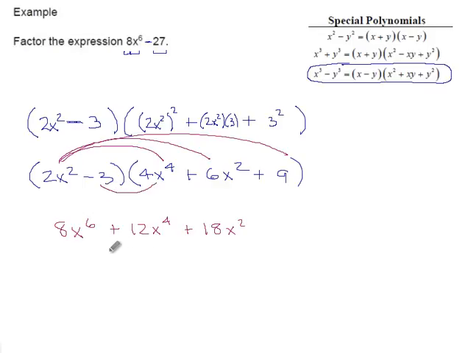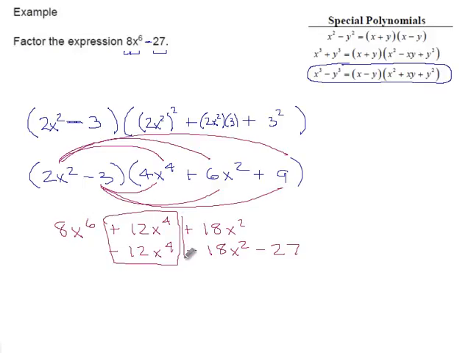Minus 3 times 4 is minus 12x to the fourth. Minus 3 times 6x squared gives me minus 18x squared. And minus 3 times 9 is minus 27. You can see that the x to the fourth terms are going to cancel out. The x squared terms are also going to cancel out, and we're left with, lo and behold, 8x to the sixth minus 27. It works.